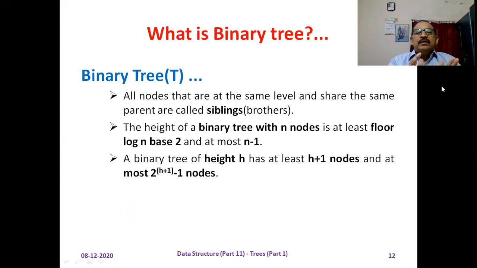Next, the height of a binary tree with n nodes is at least floor of log n base 2 and at most n minus 1. A binary tree of height h has at least h plus 1 nodes and at most 2 to the power h plus 1, minus 1 nodes.